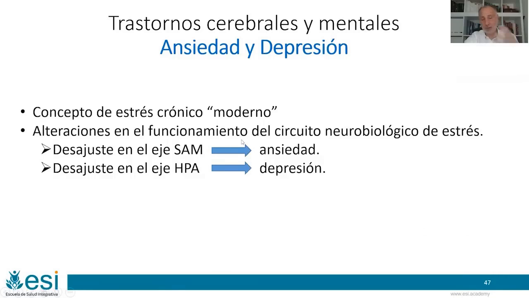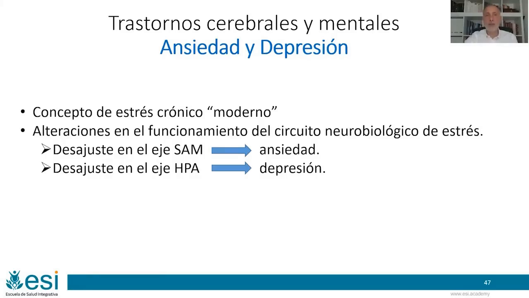As I have mentioned in other conferences, the concept of stress we adapted from our ancestors. Only now we see the mammoth when we have to speak in public, when we have to take a plane and we panic about flying, or when we have to talk to the boss. Therefore, all these circumstances of chronic stress associated with modern life that our body perceives as real threats alter the functioning of the neurobiological stress circuit.